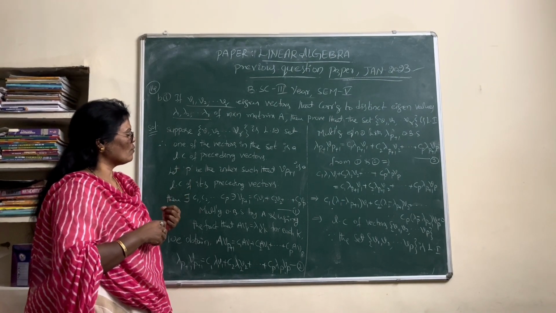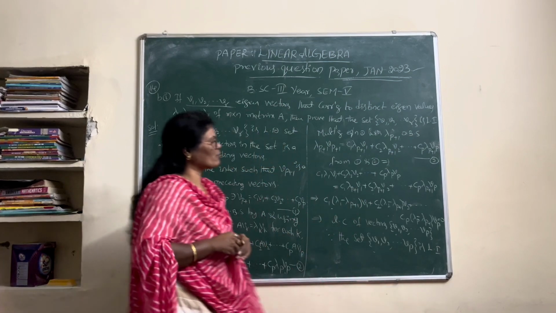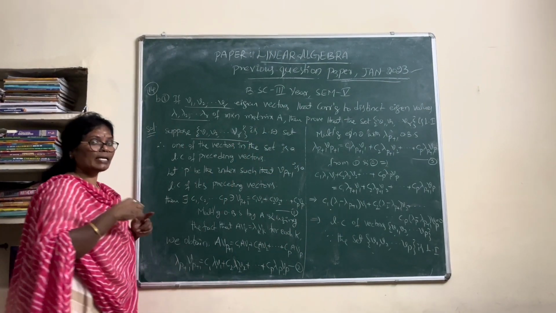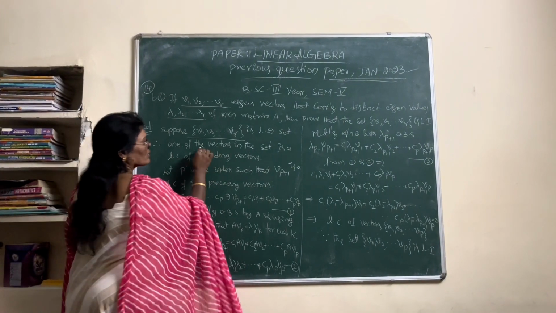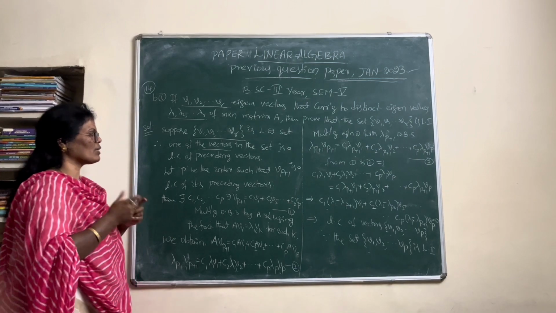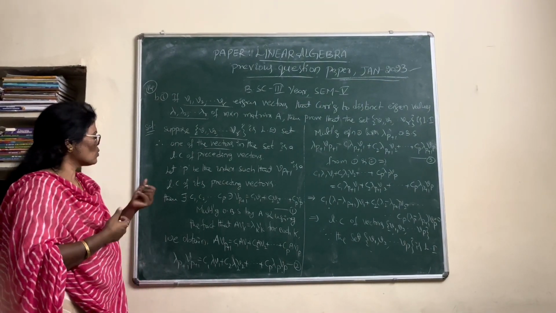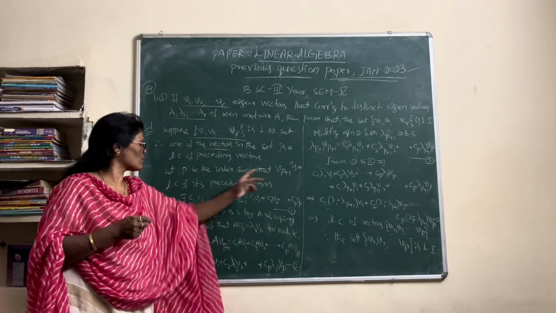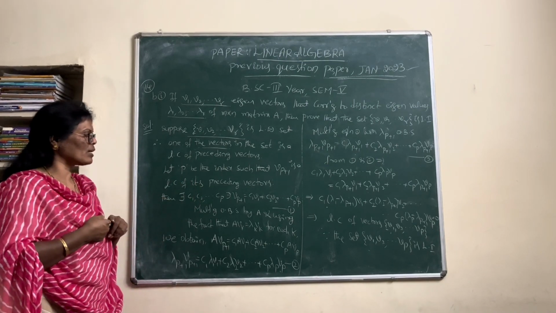So we have to prove that this set is linearly independent. Suppose V1 to Vr is a linearly dependent set. One of the vectors in a dependent set is a linear combination of its preceding vectors. So let p be the index such that Vp+1 is a linear combination of its preceding vectors.